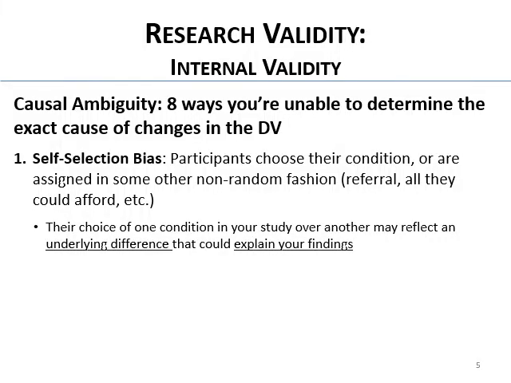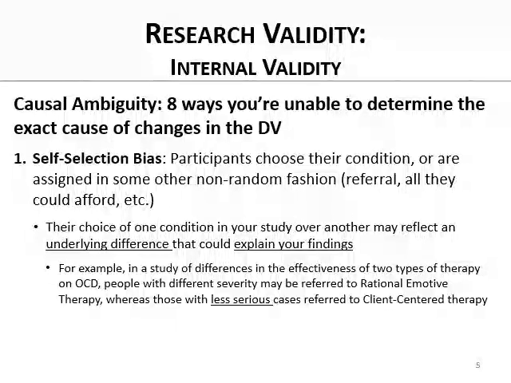So the problem is that the person who assigned their choice of which study condition a person gets into may reflect some sort of underlying difference that could explain your findings. So for example, in a study of differences in the effectiveness of two types of therapy on obsessive compulsive disorder, people with different severity may be referred to rational emotive therapy, which is known to be particularly effective for them, whereas those that are less serious cases of OCD may be referred to client-centered therapy.